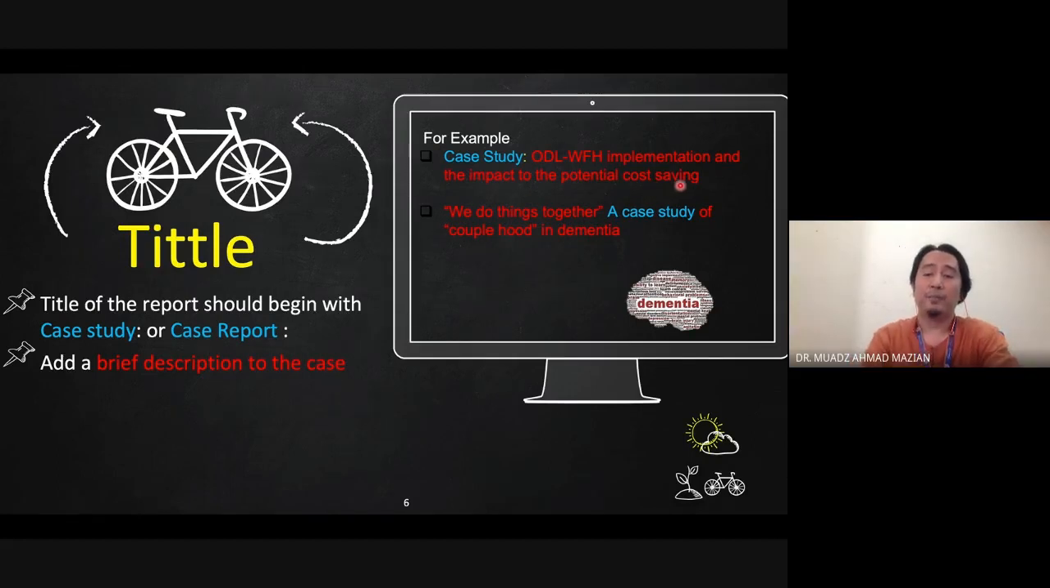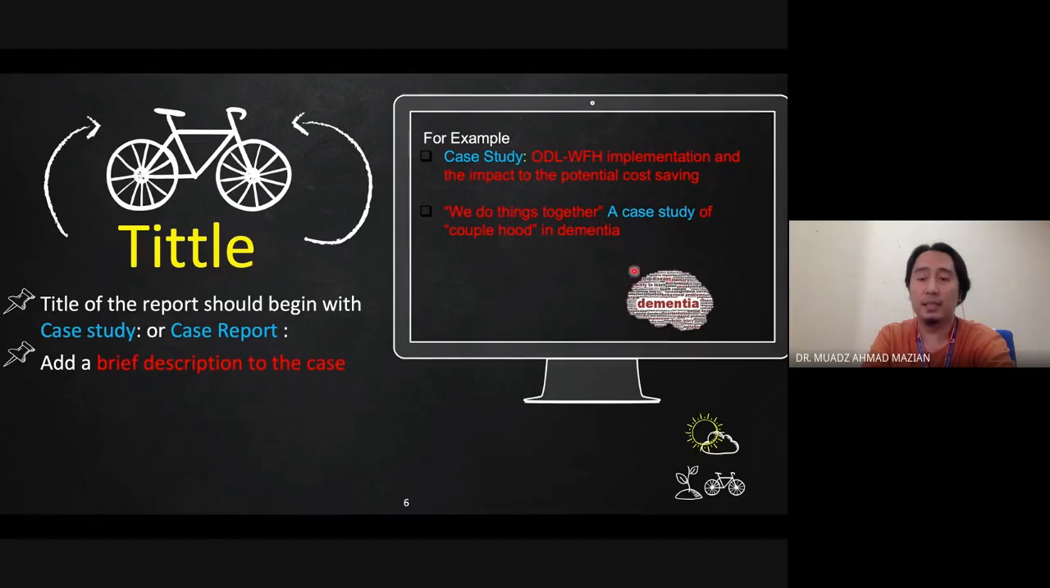So as I said just now, you have to be sensitive to problems in your surroundings. That's why I give the problem that we are facing now, which everybody knows, is about MCO, the Movement Control Order. So from there we can design a few case studies. But in my case, I specified my case study only in UITM, and the impacts on the potential cost savings. And the other example is we do things together, a case study of couplehood in dementia.